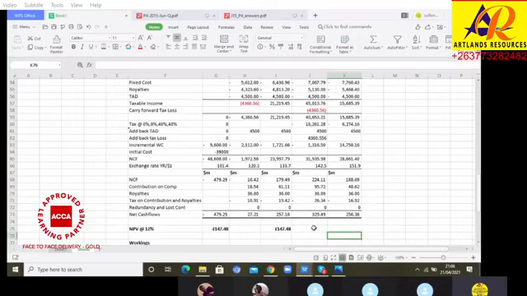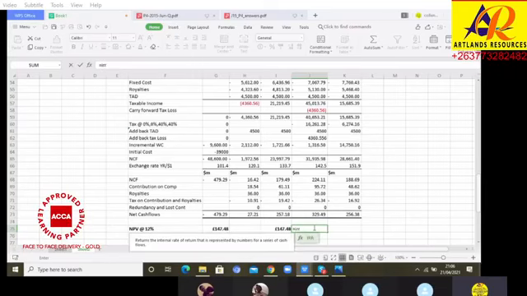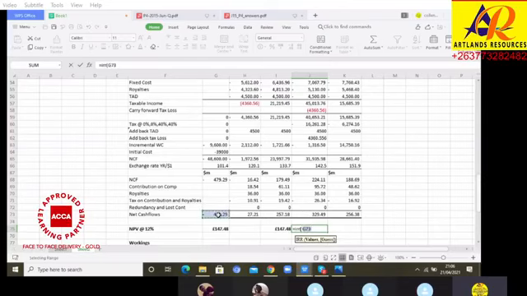Suppose you wanted to calculate IRR. You would simply say equals IRR, and then you highlight values from year 0. For IRR, you start from year 0. For NPV, you start from year 1. You highlight them both, press enter. IRR is 23% for this project.